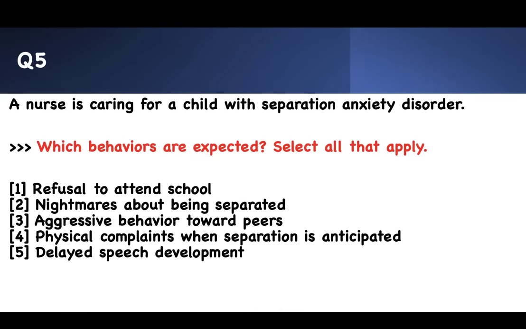Which behavior do you expect? Select all that apply. They refuse to attend school. They have nightmares about being separated. They have aggressive behavior towards peers. They have physical complaints when separation is anticipated. And they have delayed speech development.